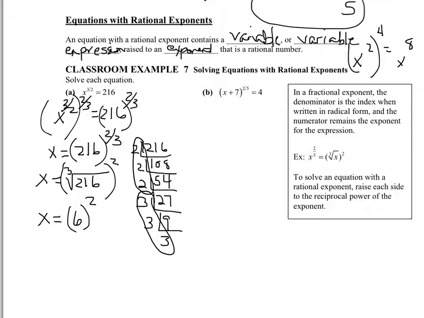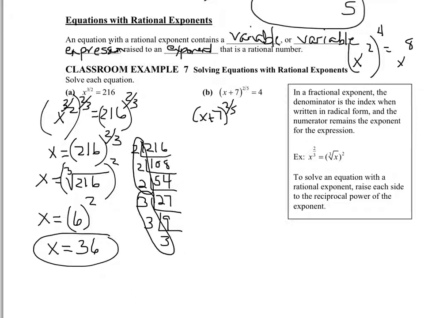And now I'm ready to square it. And 6 times 6 is 36. That's my answer. If I were to take 36, raise it to the 3/2 power, it would equal 216. And you could check that in your calculator as well if you like. Now the second example is slightly different simply because it's not just a variable raised to the fractional exponent, it's that variable expression, but we still have to get rid of that rational exponent.